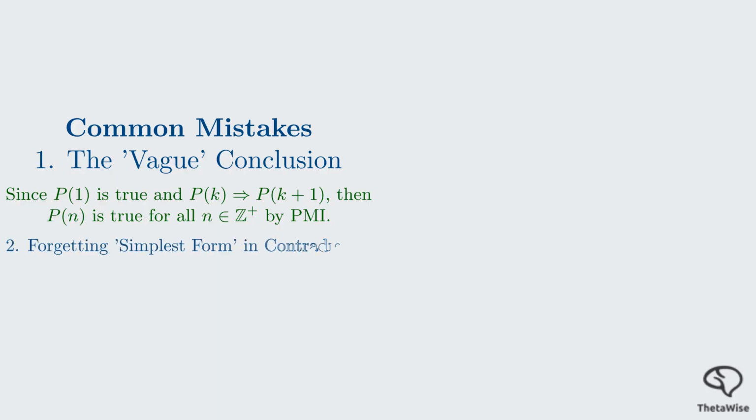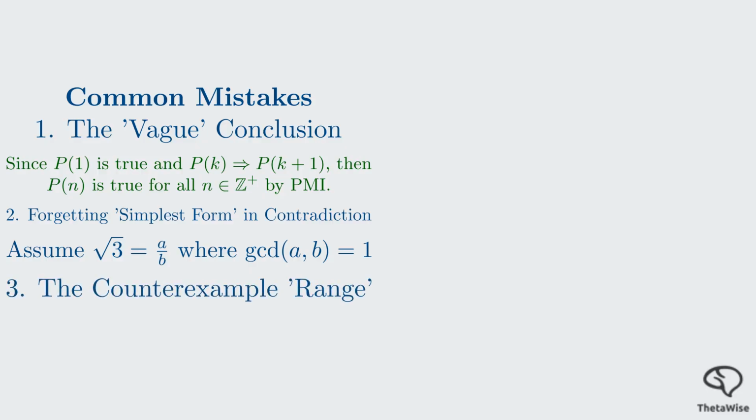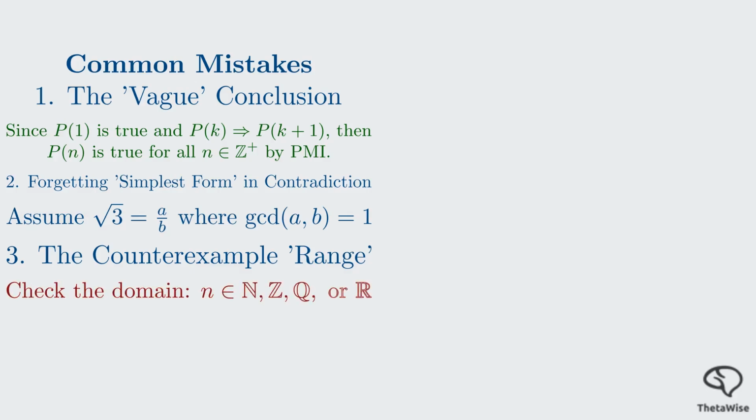Second, when proving irrationality, many forget to state that the initial fraction a over b is in its simplest form, where the greatest common divisor is 1. Without this, you have no logical contradiction to reach at the end. Third, when using a counterexample, students sometimes provide an example that doesn't actually fit the domain of the question. If a statement says, "For all real numbers," you can use a fraction or negative number. But if it says, "For all integers," your counterexample must be an integer.